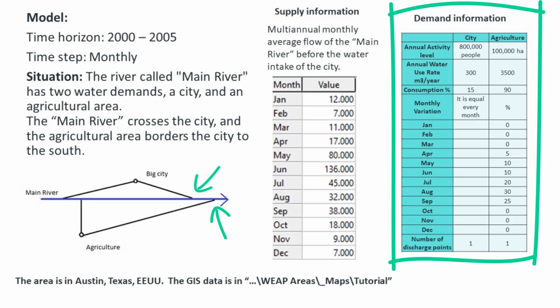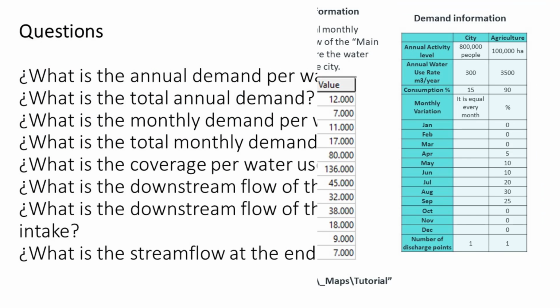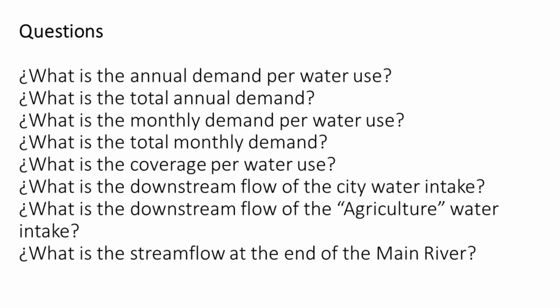Each demand has a water discharge point. The location is seen in the schematic. The objective of developing this model is to answer the following questions. We will answer this question by exploring the results in WEAP.